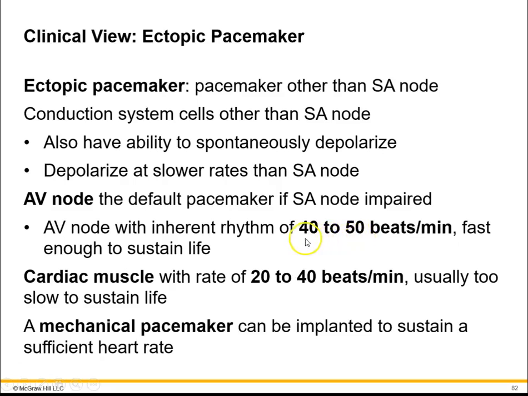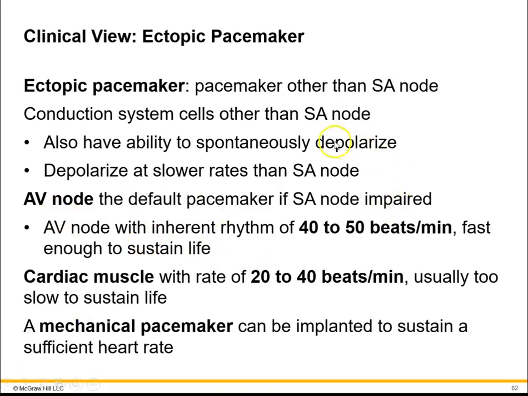And if you see a patient come in and their EKG is not showing P waves, right, so their atria are not depolarizing, but their heart rate is about 40 to 50 beats per minute, you're going to be thinking, hey, this is a rhythm originating at the AV node. This is also called a junctional rhythm.